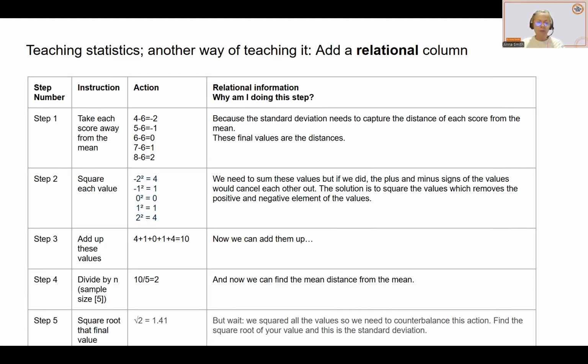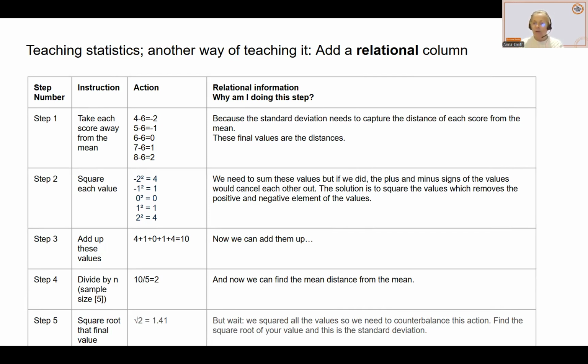So why are we doing step one? Why are we taking each score away from the mean? Well, this is the essence of the standard deviation. We're looking for those all important distances. This is the sensible place to start. These final values are the distances, right? That we are going to start with to create our one value. That makes sense. Step two, square each value.